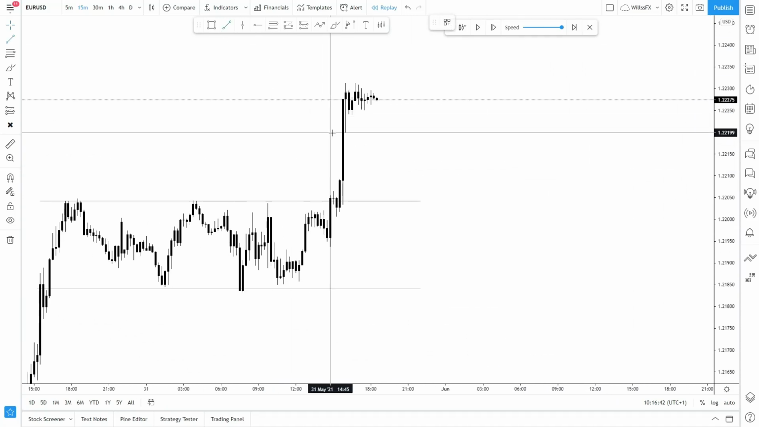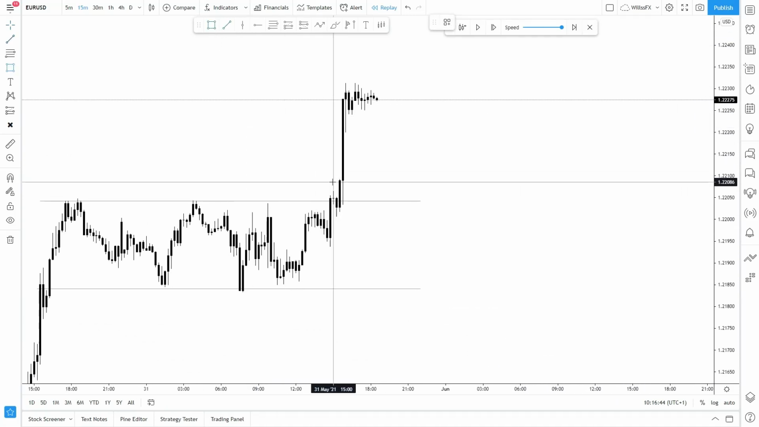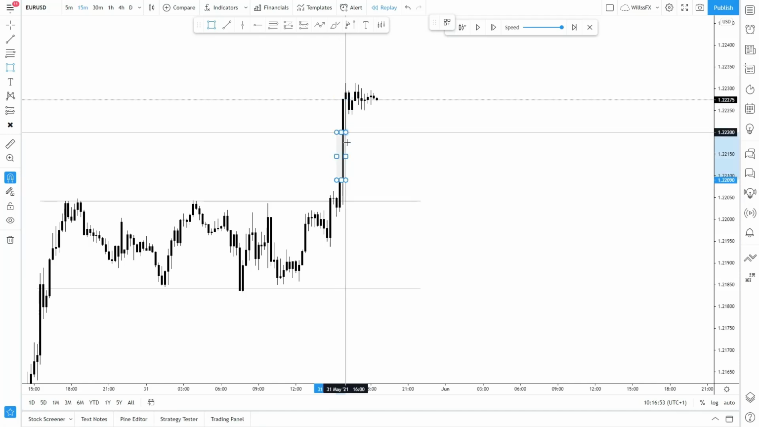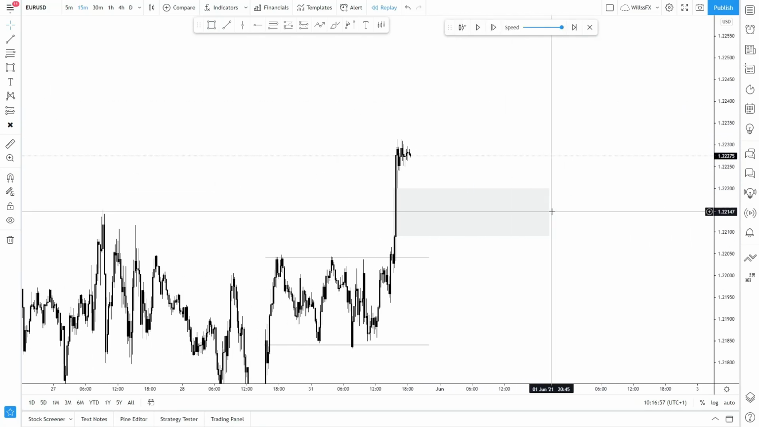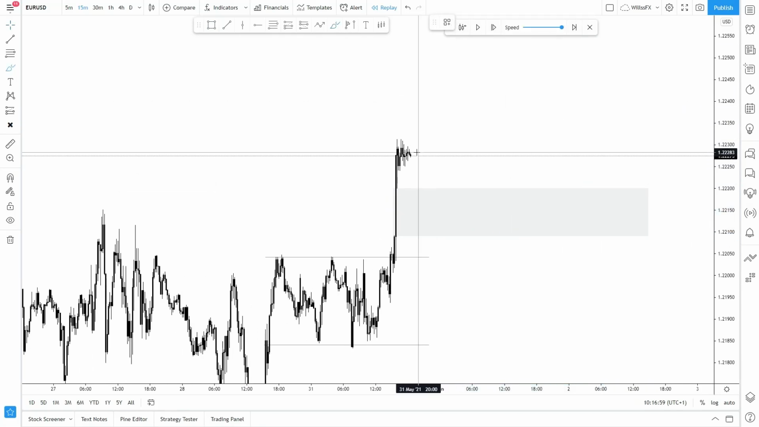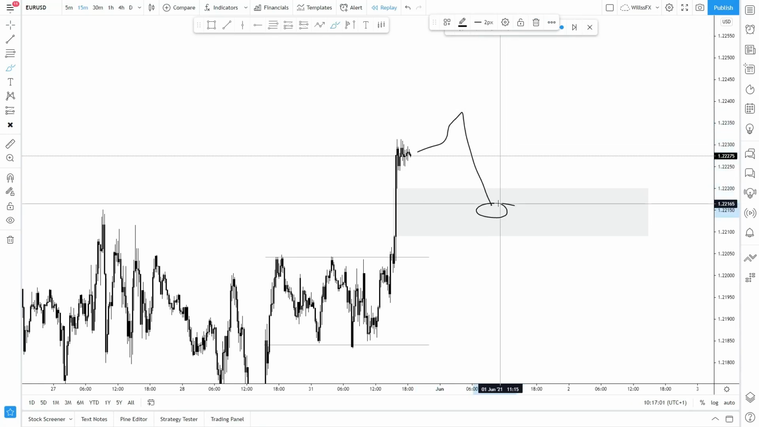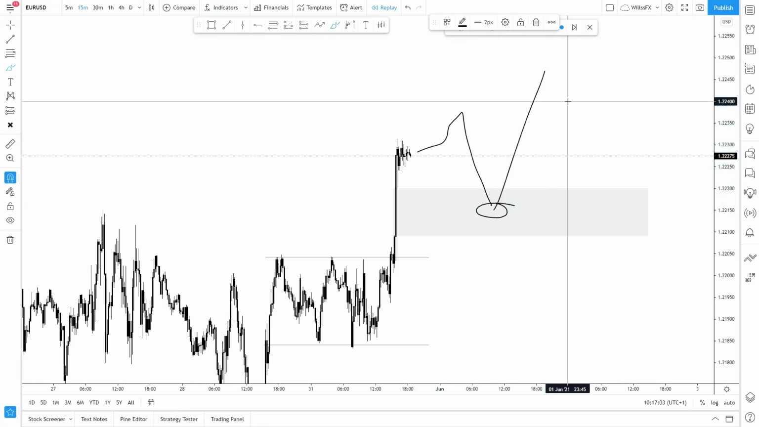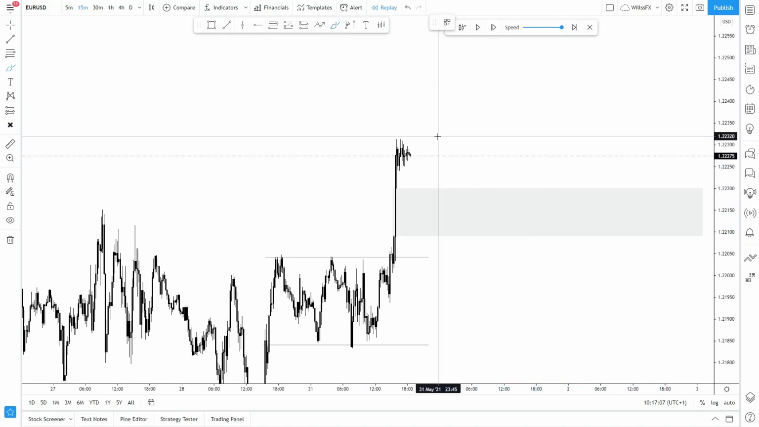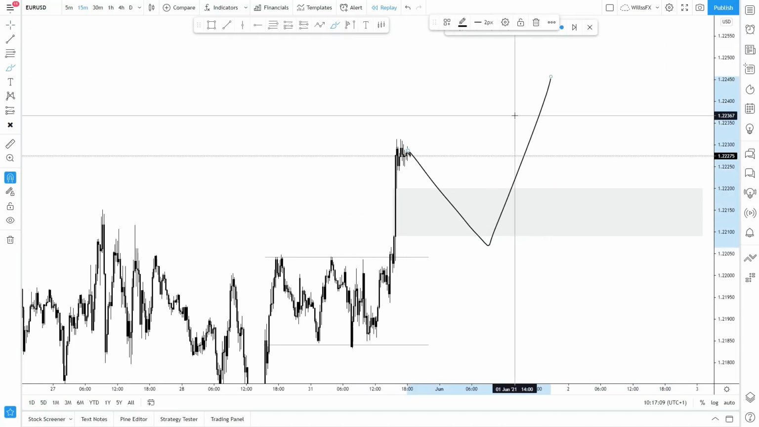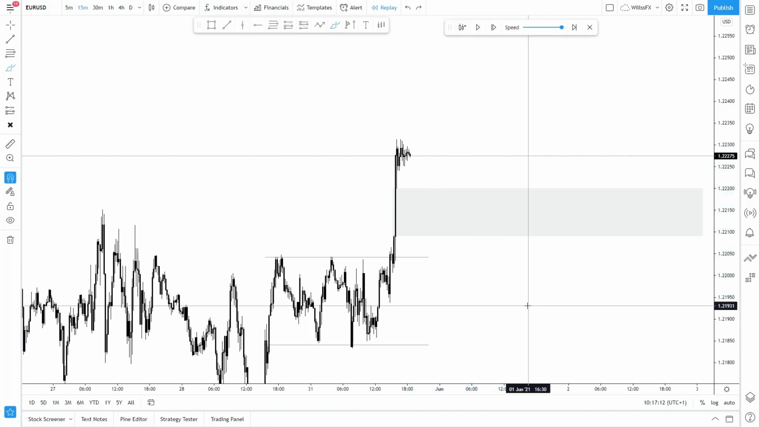Here, what some people like to do is, if you hold control, you can lock it on. Some people draw it from the top of the body to the bottom of the body, but I like to do it with the wicks as well. So we draw that across. This is our imbalance area now. This is where we could see price go lower, come down 50% and go back up again. Or we could see it fill the whole thing, then go up again. Or again, price could just fall straight through it.